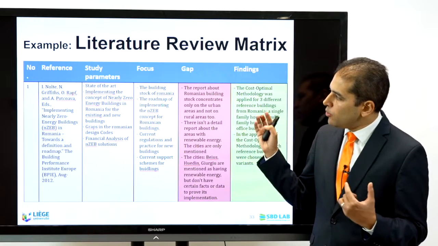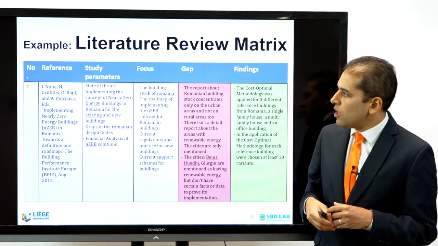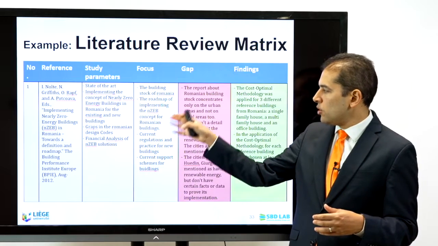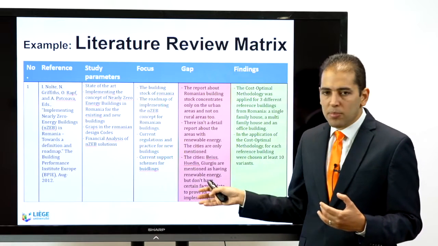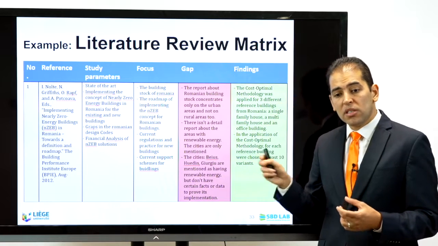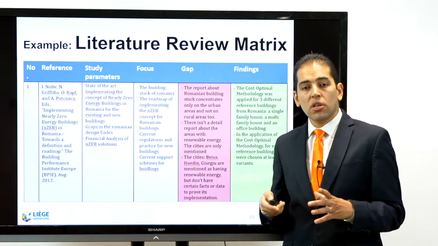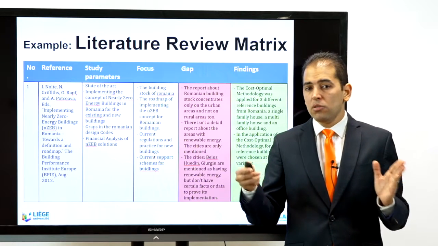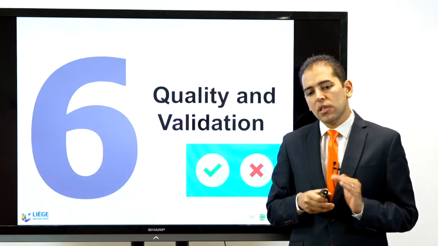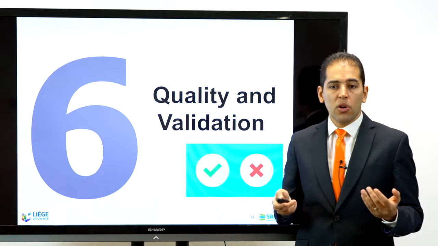And then you can come up with such a table, which could be an example of a literature review matrix, where you have the name of the reference, study parameters, what was the focus of the study, what are the gaps identified, what are the variables identified, and what are the findings of this study. Once you are done with this comparison of your 10 to 15 specifically and well-chosen articles, you can move now to another aspect of quality and validation.